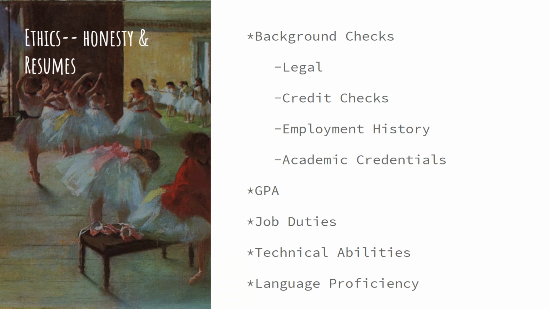Your employment history. So if you said you worked at a place for a certain amount of time, but you didn't, or your academic credentials, things like that. Obviously, you don't want to lie about your GPA. The things you did in your job, you don't want to make your previous job seem more important. If you lie about technical abilities, of course, that could come back to bite you, or your language proficiency or anything like that. So in general, you just want to be honest and ethical in creating resumes and job searching in general, because ultimately it will hurt you as you go forward.